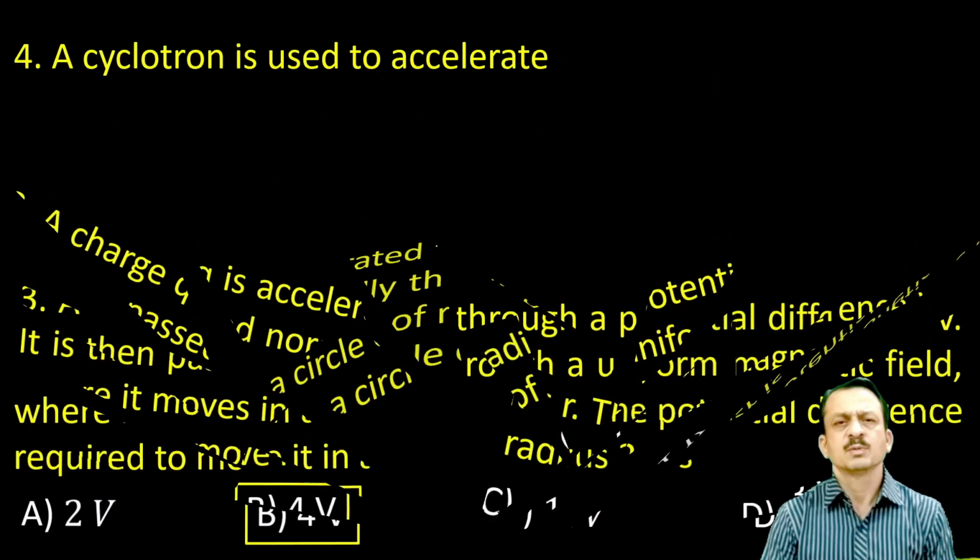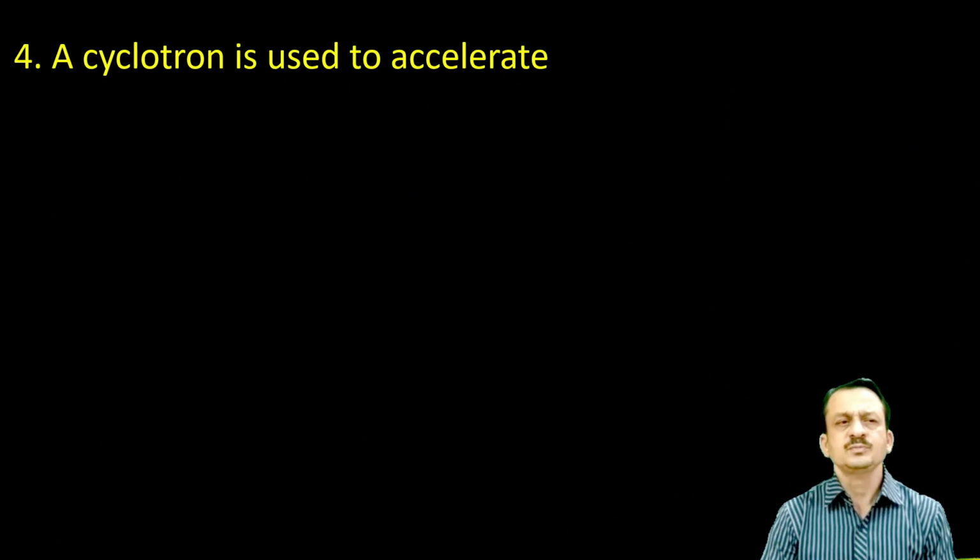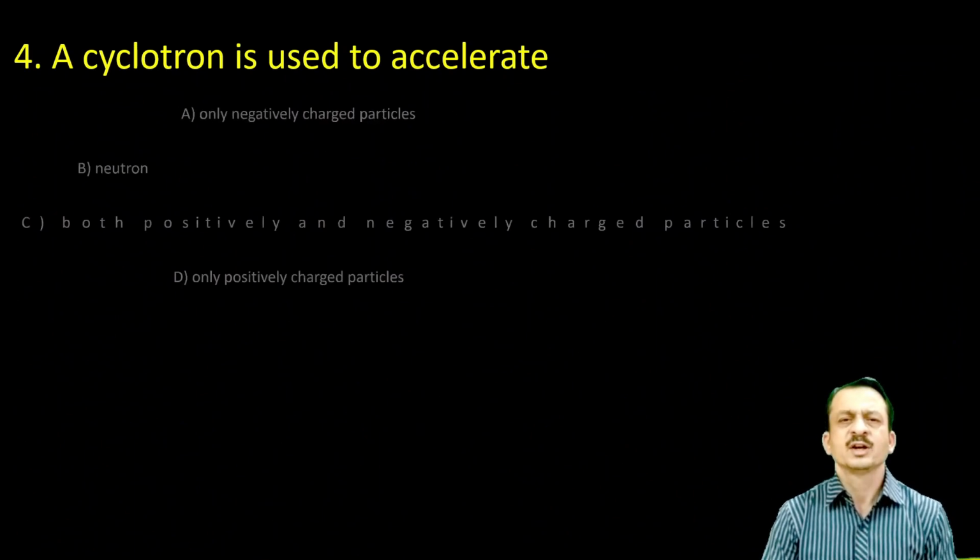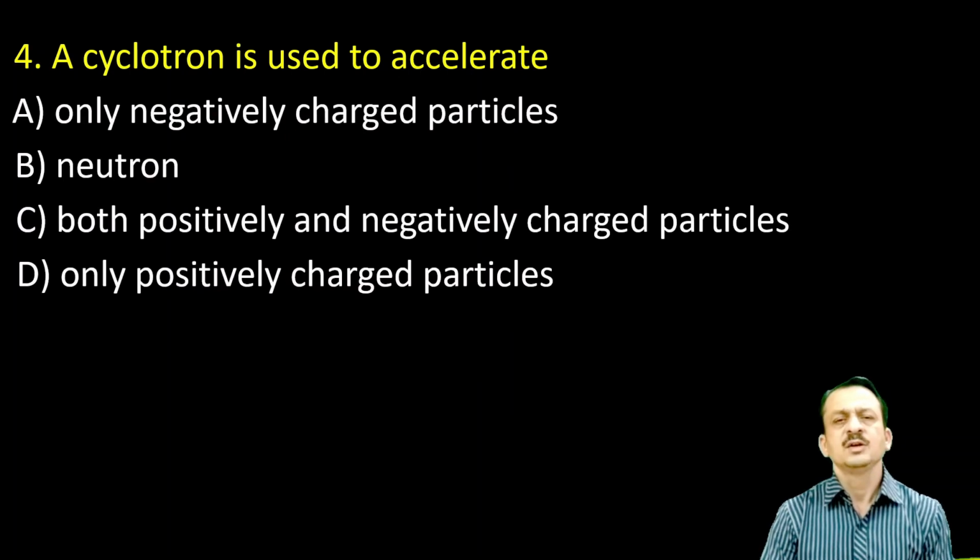Next problem. A cyclotron is used to accelerate. Purely theoretical one. Look at the options. A. Only negatively charged particles. B. Neutrons. C. Both positively and negatively charged particles. D. Only positively charged particles.